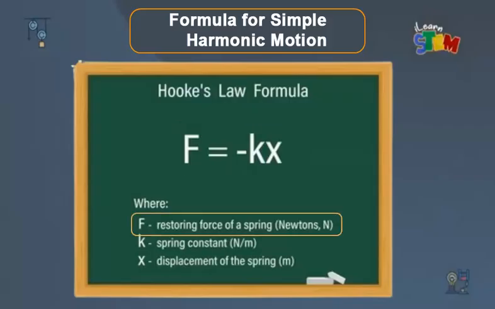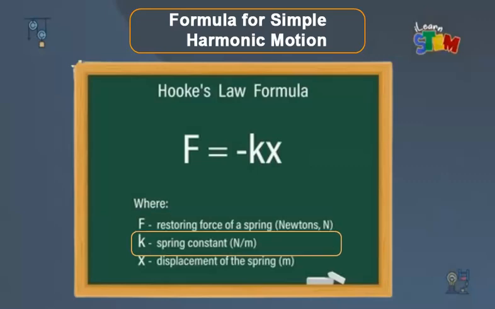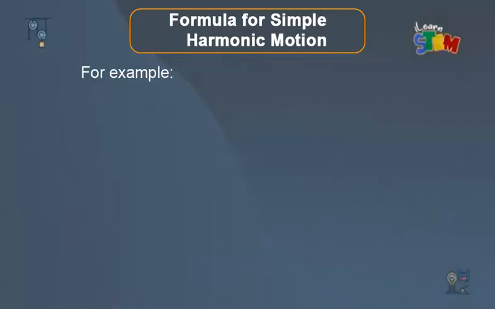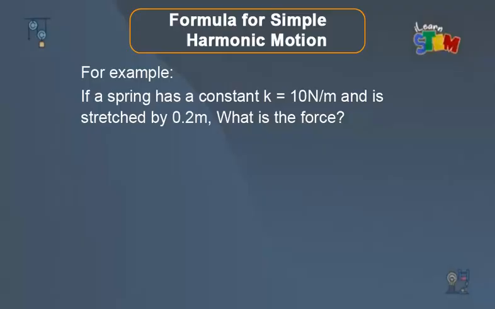Explanation: F is the restoring force acting on the object. K is spring constant in newtons per meter. X is the displacement from equilibrium in meters, m. For example, if a spring has a constant K equals 10 newtons per meter and is stretched by 0.2 meters, what is the force?